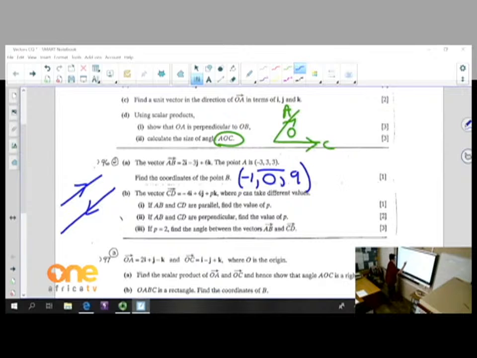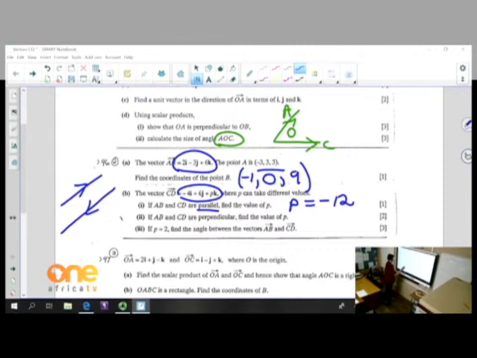Now, if we look here, from 2 to -4, I multiply with -2. -3 times -2 is 6. So I have to multiply the 6 there with -2, which makes P equal to -12. P is then -12. So that's when they are parallel.